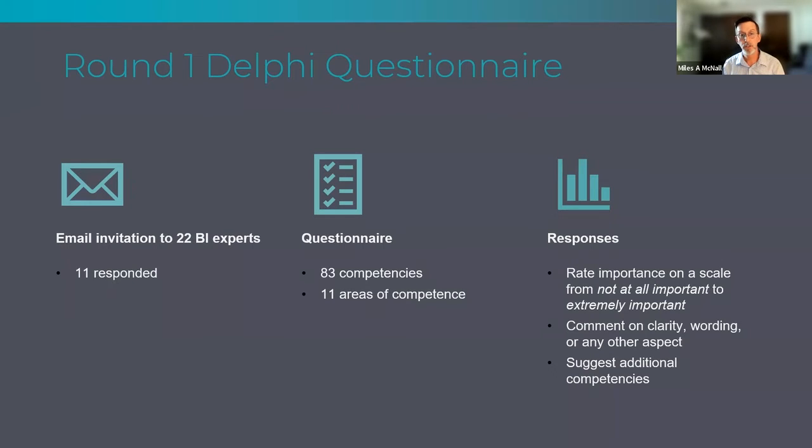So they received a questionnaire with the 83 competencies organized into the 11 areas of competence. And they were asked to rate each competency's importance on a scale from not at all important to extremely important. They were also asked to comment on the clarity, wording, or any other aspect of the competency they cared to comment on, and also to suggest any competencies they thought were perhaps missing from any of the 11 areas.